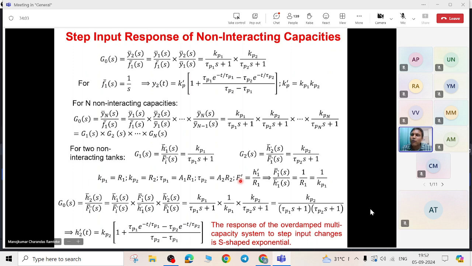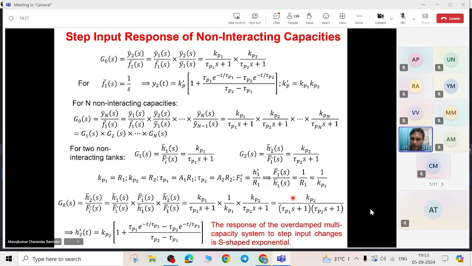So F1 is given by what? F1, the outlet flow rate from the first tank, is nothing but the height of the tank divided by resistance, isn't it? Height of the liquid in the tank divided by resistance. So F1 dash will be given by H1 dash divided by R1, isn't it? I can apply the Laplace transform. I'm going to get F1(s) divided by H1(s), that will be 1 by R1, isn't it?